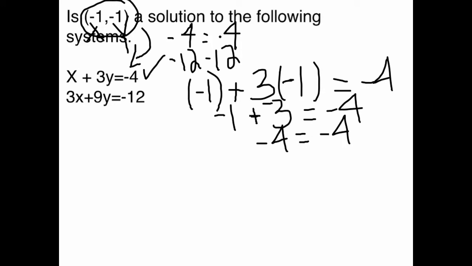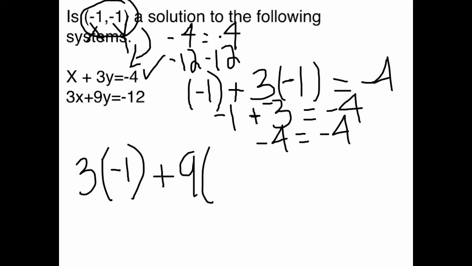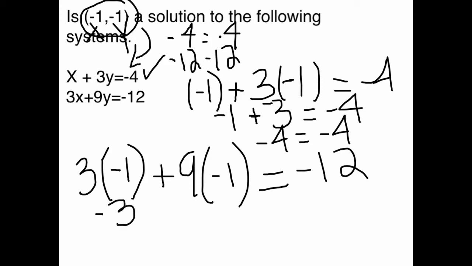Let's see if it works for our second equation. I'm going to write 3, pocket. -1 goes in my pocket in place of x. Plus 9, pocket. -1 in place of y equals -12. 3, I see that 3 and -1 are squished together, which means multiplication. 3 times -1 is -3. And then 9 is squished together by multiplication to -1. 9 times -1 is -9. And that equals -12. I just bring my -12 down.